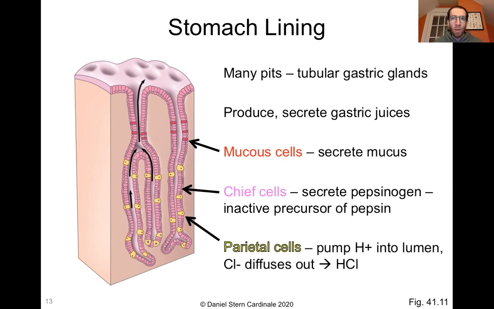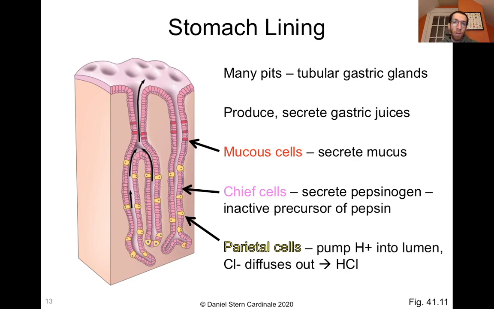The third type of cells are called parietal cells. These pump protons into the lumen of the stomach, and they allow chloride ions to diffuse out. When those two things meet in the lumen of the stomach, they make hydrochloric acid, which of course is very dangerous. Because hydrochloric acid is such a strong acid, you can't just have vacuoles storing HCl in your cells. So you have to keep the protons and the chloride ions separate, and then when you need them, you secrete them both together.